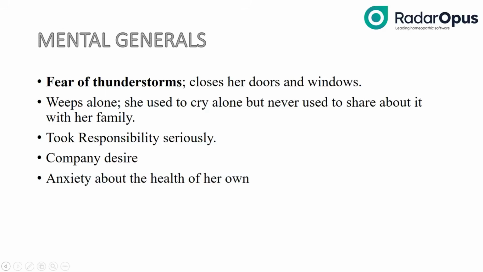Mental generals: she had fear of thunderstorms. Whenever there were thunderstorms, she used to close her doors and windows. She tends to weep alone whenever she cries, but never complains. She will never share her complaints with her family. She took responsibility very seriously. She had desire for company and anxiety about her own health. So these were the mental generals.